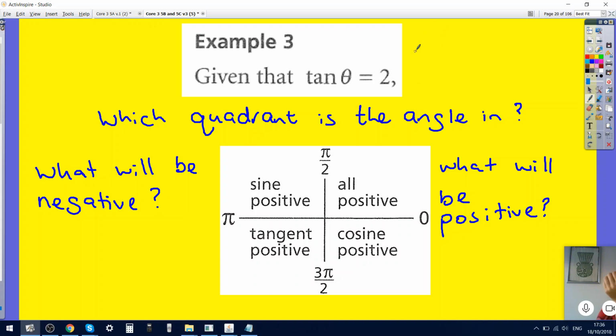The tangent was the 2. So it's either in here or all positive. What is theta if tan theta is 2? How would you solve for theta?